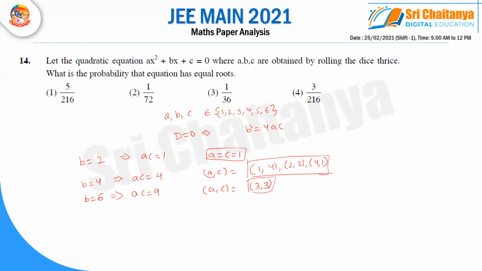And the total number of ordered pairs possible are 216. So the answer will be the first option.